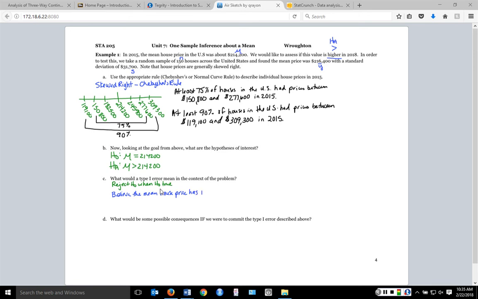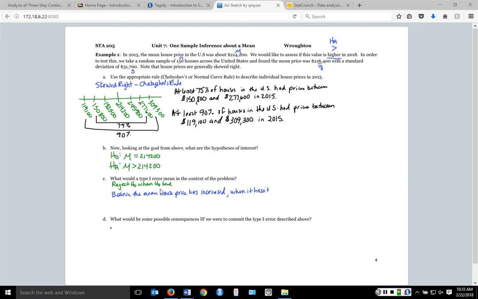That's what I'm going to believe. If I reject the null, I'm going to mean that the mean house price has increased. What makes it an error? It hasn't actually increased. So if I were to commit a type 1 error, we're talking about some consequences that could happen.